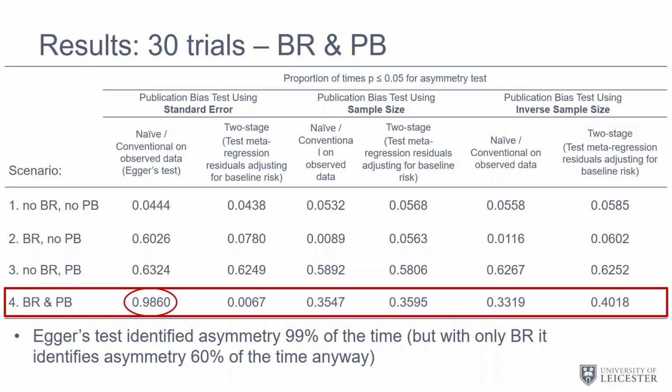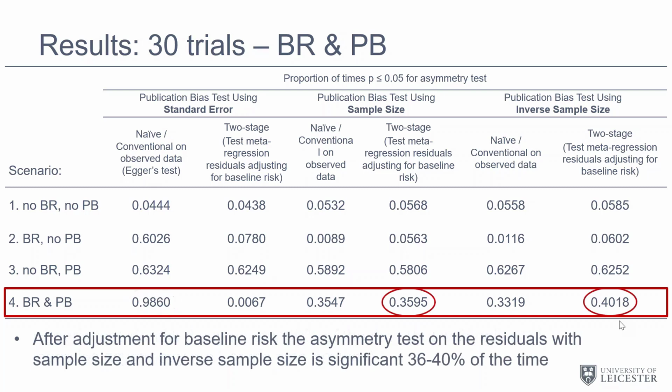But if we use our new approach and we adjust first for baseline risk interaction, then when we use standard error, we're only identifying asymmetry less than 1% of the time. However, using sample size or inverse sample size, then we identify this asymmetry 36% and 40% of the time.